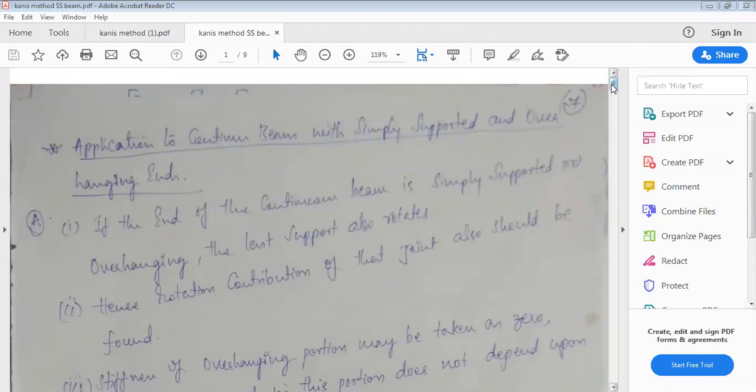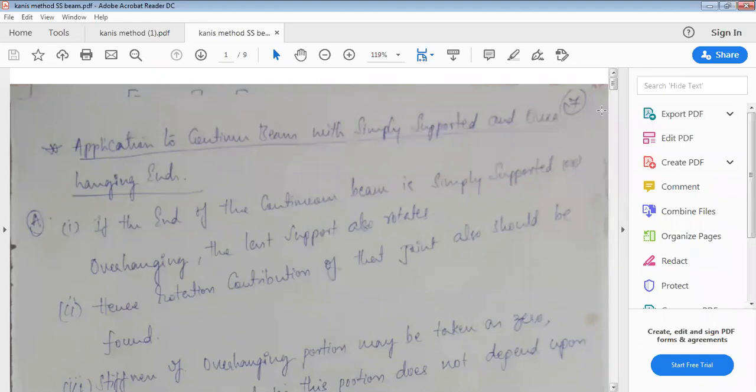Yes, you are able to see the continuous beams with simply supported and overhanging ends. So, application to continuous beams with simply supported or overhanging ends. If you are comfortable with simply supported beams and continuous beams with fixed ends, it is just an extension of that with some slight modifications, because at a simply supported end there won't be any rotation. And at the overhanging end there will be some movement because of the loading on the overhang. These are the two concepts which you should know, and while solving the problem you can understand.